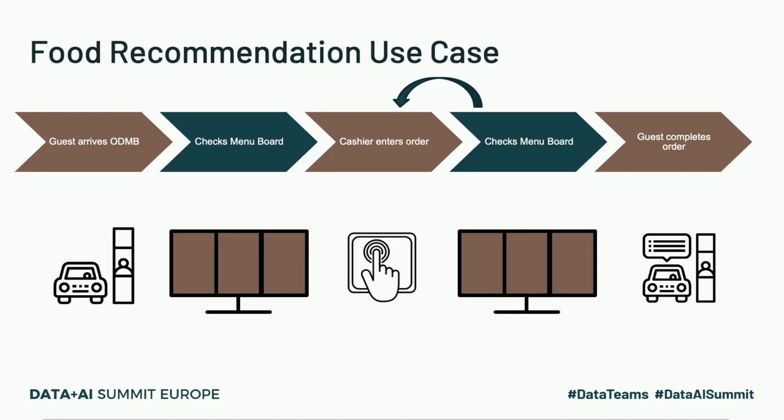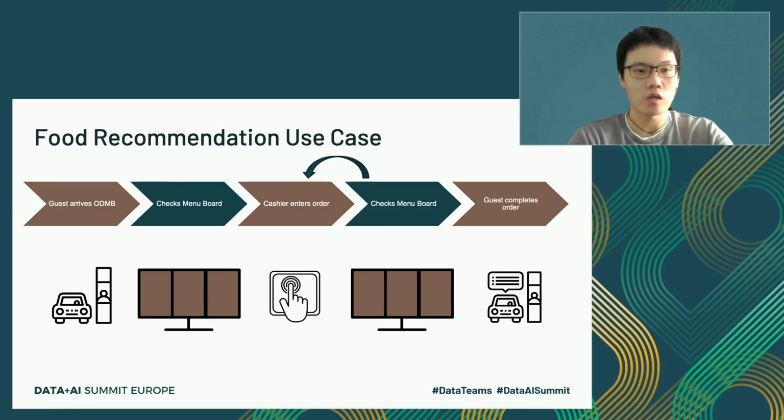So this is a typical drive-through process. The process starts with a guest arriving at the drive-through, and then typically they first check the outdoor digital menu board, see if there's something they like, and then they start the ordering process by telling the cashier to enter some orders. And then they normally check the menu board again to make sure the order is correct and see if there's something else they want to order. So this process typically iterates a few times until the guests find all the items they want to order, and then the process concludes.